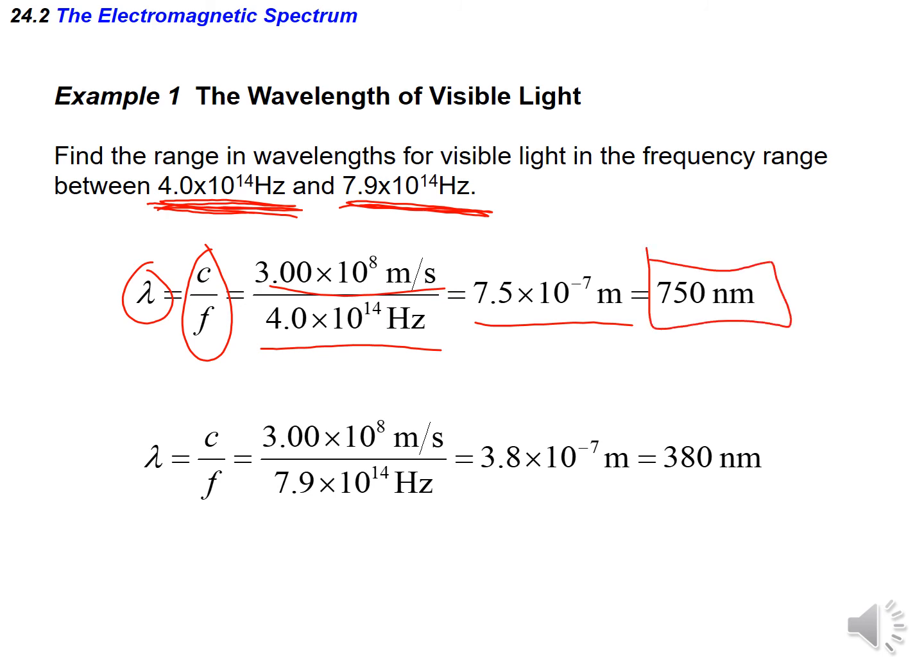Usually the wavelength here is expressed in terms of nanometers. But for you to convert the unit, let's be reminded that 1 nanometer is equal to 1 times 10 to the negative 9 meter. For the second one, the given frequency is 7.9 times 10 to the 14 Hertz. Again, we have the given speed of the electromagnetic wave, and then we have the given frequency. That's equal to 3.8 times 10 to the negative 7 meter, or 380 nanometers.